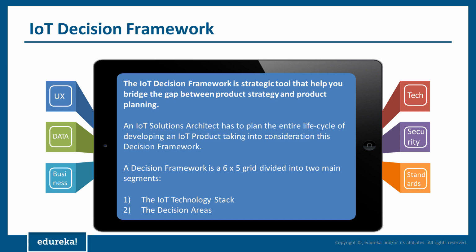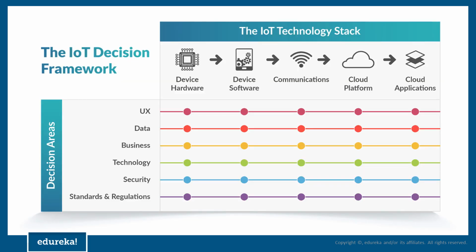As I told you, IoT is a fairly complex solution. We have to see the complete technology stack, and for each part of the technology stack we have to see all the decision areas. So this is how it looks. On the horizontal axis at the top, you see the IoT technology stack. We saw the four stage architecture, correct? We are making it a five stage architecture here. We're changing it a little bit.